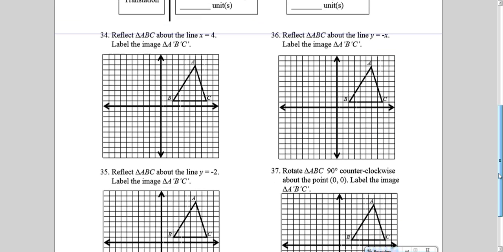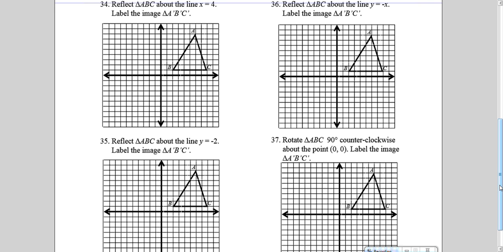All right, we got some more stuff. We got a reflection about the line x equals 4. Well, x I know is vertical, and here is x equals 4. It goes right through 4 on the x-axis. A is 2 units away, so when I reflect it, I go 2 the other way. B is 2 units to the left, so B prime needs to be 2 units to the right. And C is 4 units to the right, so C prime needs to be 4 units to the left. So there's our new figure.